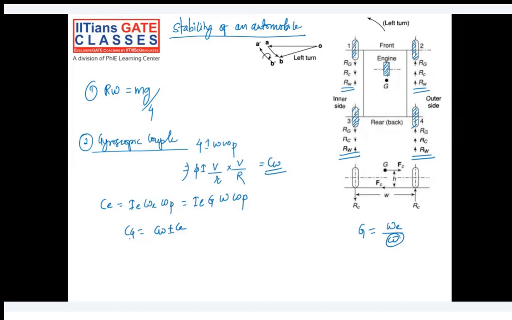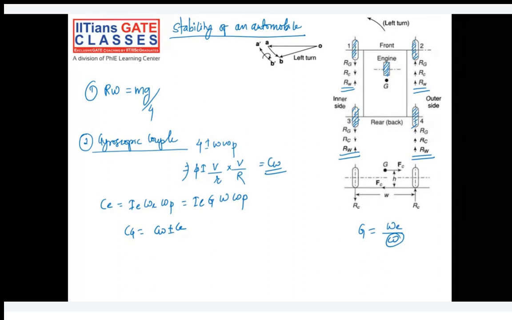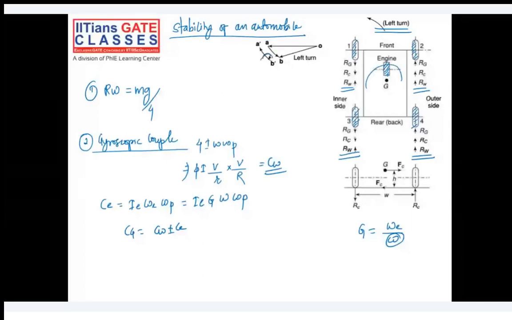Now let's assume, depending on the turn, let's say if the vehicle is taking a left turn, what will happen? If the vehicle is taking a left turn, OA is our initial vector. After the left turn, OB will be our next vector. AB is the active torque, and B dash A dash will be our reactive torque, which is in clockwise direction. So it is like this, if you look from the top. Are you following?